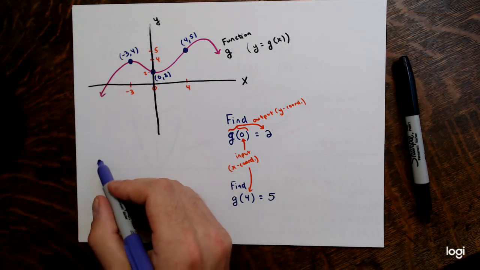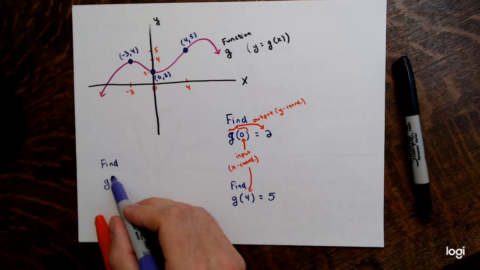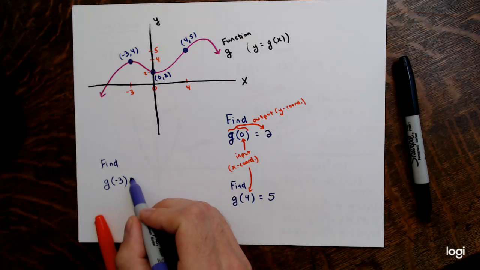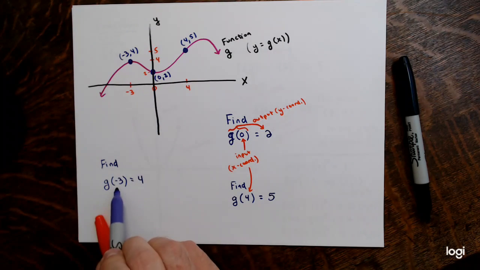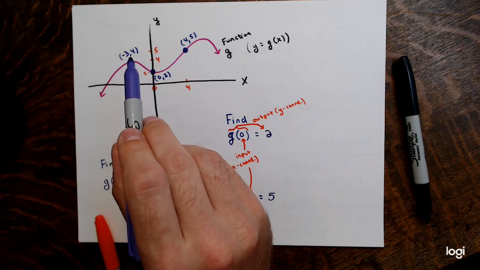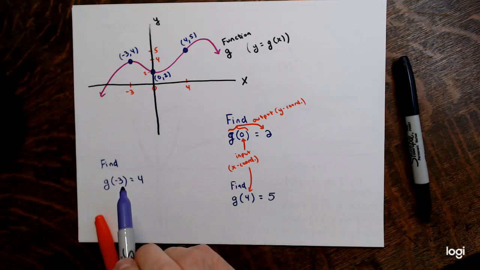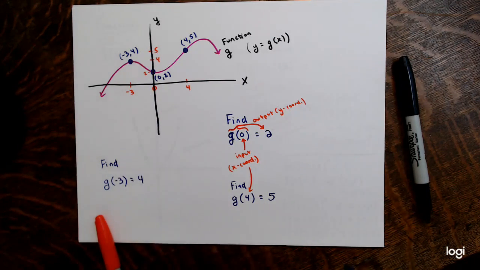And then one more based on my labeling here. What would be g of negative 3? That would be 4. This is telling me my input is negative 3, so I'm going to this point, and then g of negative 3 is the output. g of negative 3 is the y-coordinate of that point, which is the positive 4.